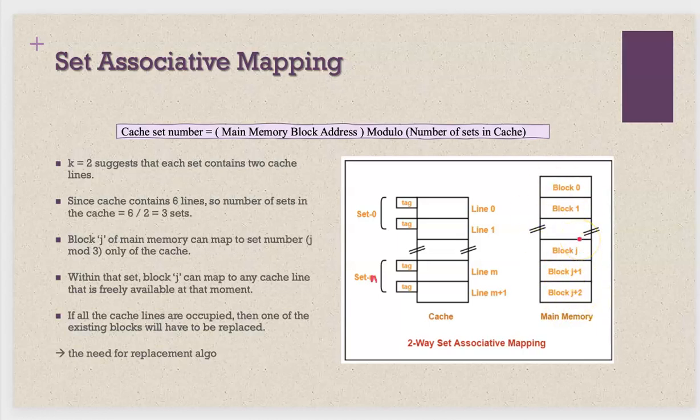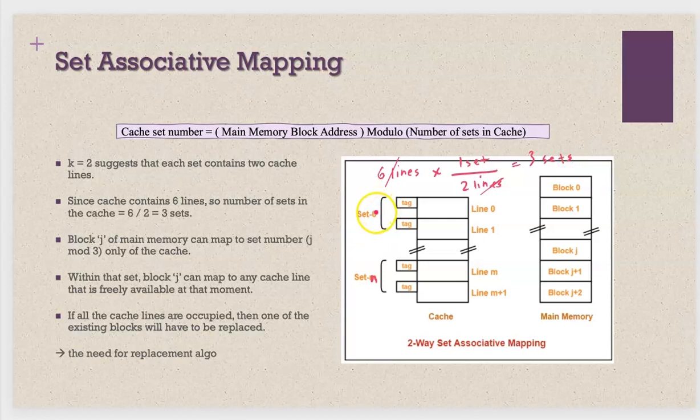Doesn't really matter here. So k equals 2 suggests that each set contains 2 cache lines. Since the cache contains 6 lines in this example, we would have 6 lines divided by 2 lines per set. Okay, so you would have 3 sets.